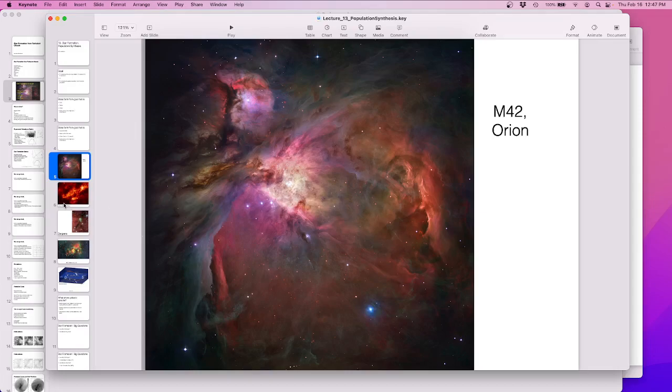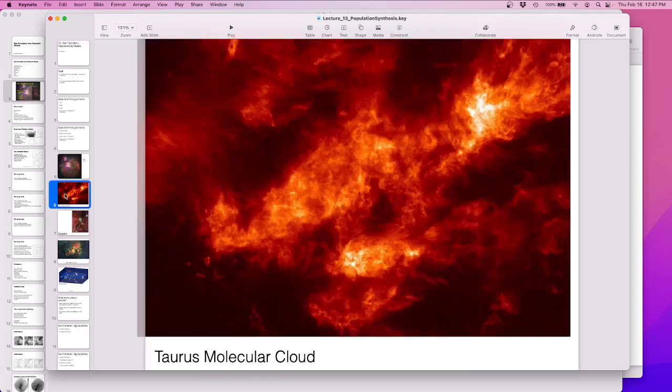But let's look at some other regions. So this is the Taurus molecular cloud, which is one of my favorites. This is a radio image, or maybe this is an infrared image. I didn't write down the image credit, so jerk. So Taurus is cool because it's really dark.